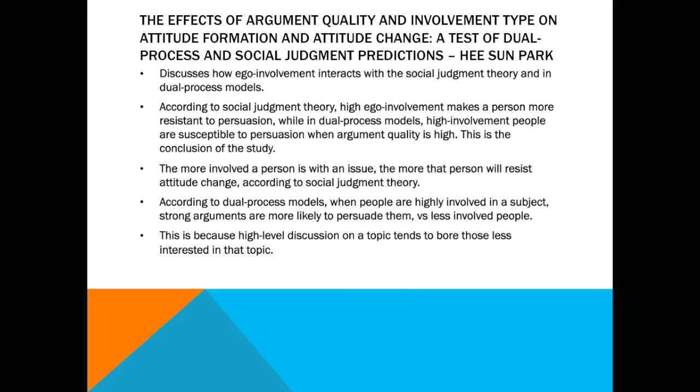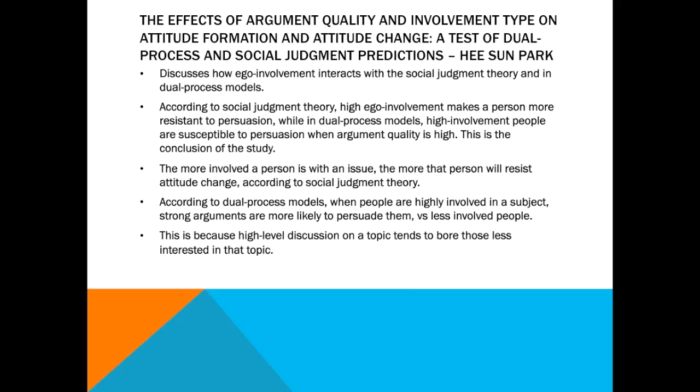In The Effects of Argument Equality and so on, a long title by Hee Sun Park, this article discusses how ego involvement interacts with social judgment theory and dual process models. Of course, as we know, according to social judgment theory, high ego involvement makes a person more resistant to persuasion. But in dual process models, highly involved people are susceptible to persuasion when the argument quality is high. That's the conclusion of the study.